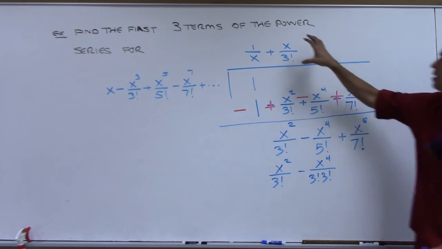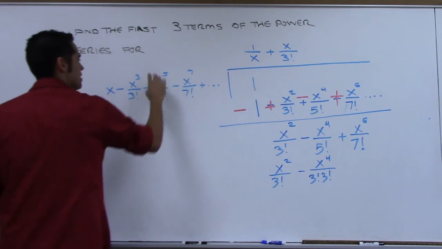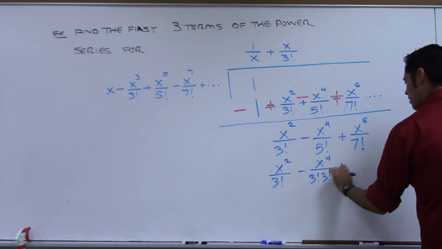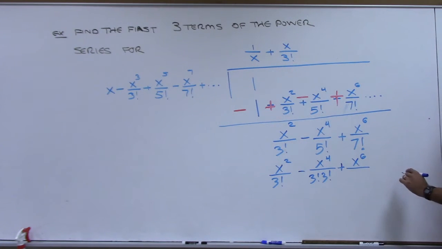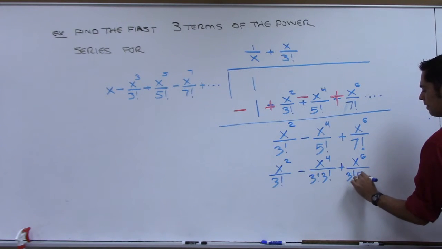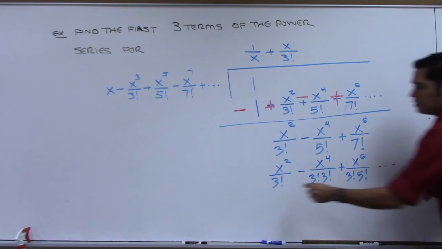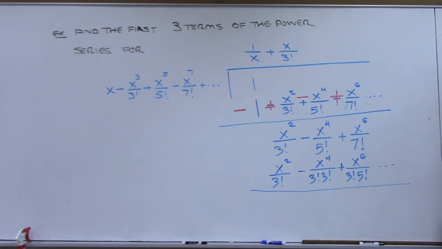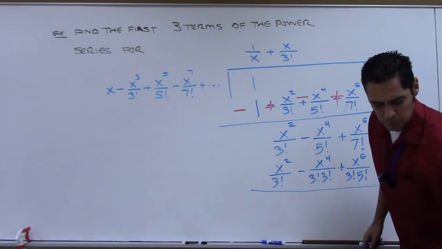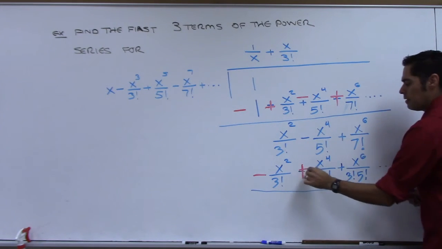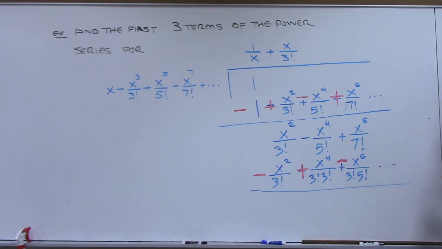One more multiplication. Let's do x over 3 factorial times x to the 5th over 5 factorial. What would that give me? X to the 6th over 3 factorial times 5 factorial. And I could keep going, but I'm not going to. And then I come through and change the signs and add down. This becomes minus. This becomes plus. This becomes minus.